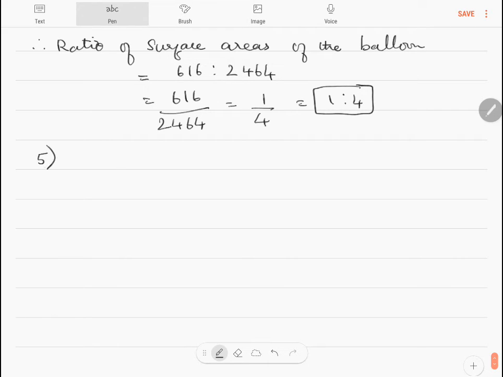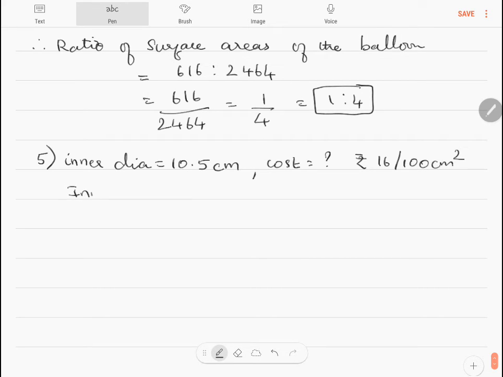Moving on to question number 5. A hemispherical bowl made of brass has a diameter 10.5 centimeter. Find the cost of tin plating it on the inside at the rate of rupees 16 per 100 centimeter square. So inner diameter is given to be 10.5 centimeter. Cost is asked. Plating at the rate of rupees 16 per 100 centimeter square.